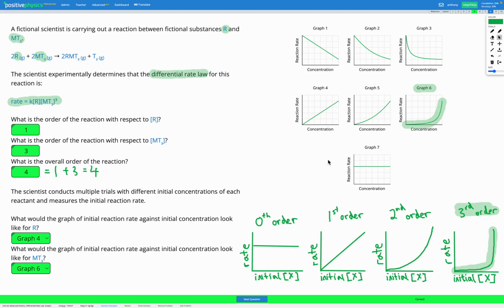So as you can see, these questions are very similar to the previous skills. We're using our differential rate law. However, this time, when we got our order of reaction, we're linking that to the graph of initial reaction rate against initial concentration.